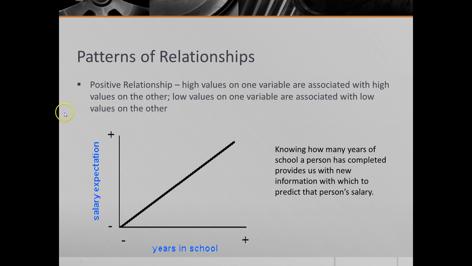Okay. Another possibility is a positive relationship. And this means that high values on one variable are associated, of course, with high values on the other. So an example would be years in school and salary expectation. The longer you stay in school, the more money you're likely to make. The sooner you quit going to school, the less money you're likely to make. So knowing how many years a person has completed in their education does give us information with which we can predict that person's salary. So we can say that if the person has been in school a long time, we can predict that they will make more money. This person dropped out of high school, they're probably going to make not a lot of money at all. And then in the average, it would be more towards the average.